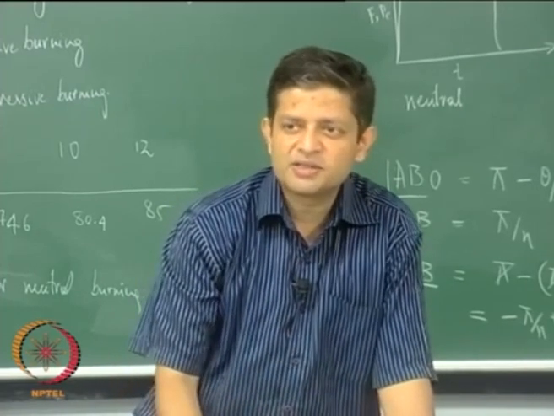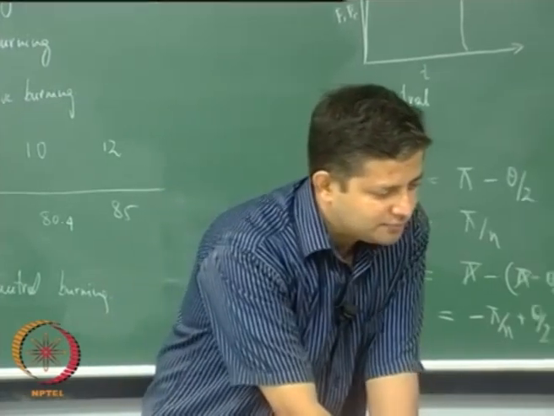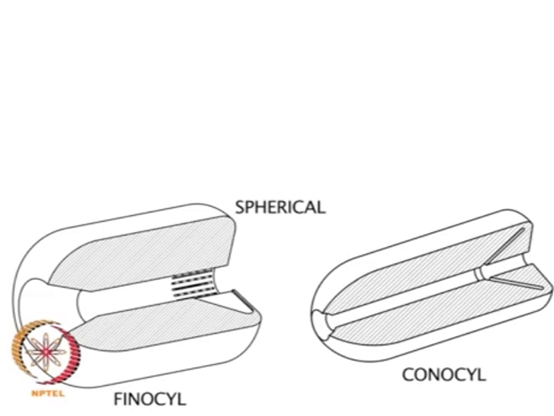But if it were a three dimensional geometry as shown here, this is a finocyl, this is a conocyl, okay. These are three dimensional geometries. That is, as you go from the nozzle end to the head end, the same geometry is not repeating itself. This is slightly difficult, I mean it is not easy to do based on the simple analysis that we have done. You need some computational strategies to find out how the burning surface area is evolving with time, okay. Then you will be able to calculate whether you can have neutral burning up to some length or not, right.